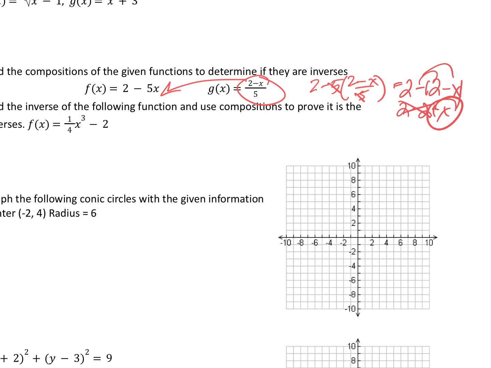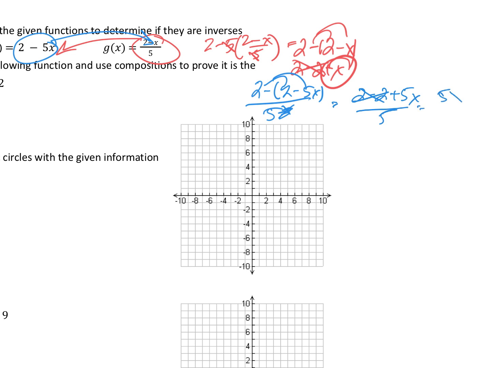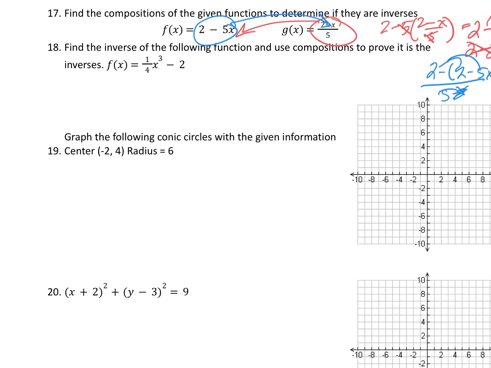So one direction worked, but now I have to take it in the other direction. So 2 minus, instead of x, I put 2 minus 5x over 5, and distribute. I get 2 minus 2 plus 5x over 5, whoops. So the 2's cancel, 5x over 5, the 5's cancel, and I'm left with x. As long as you're left with x and x when you do both compositions, they are inverses of each other.